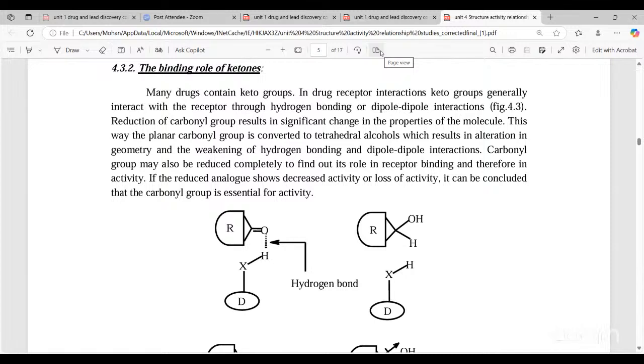The carbonyl group may also be reduced completely to find out its role in receptor binding and therefore in the activity. If the reduced analog shows decreased activity or loss of activity, it can be concluded that the carbonyl group is essential for the activity.